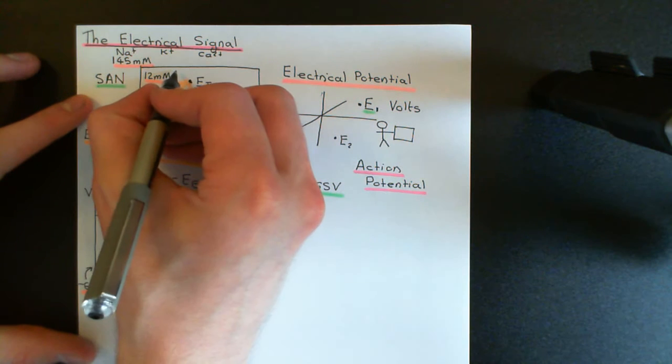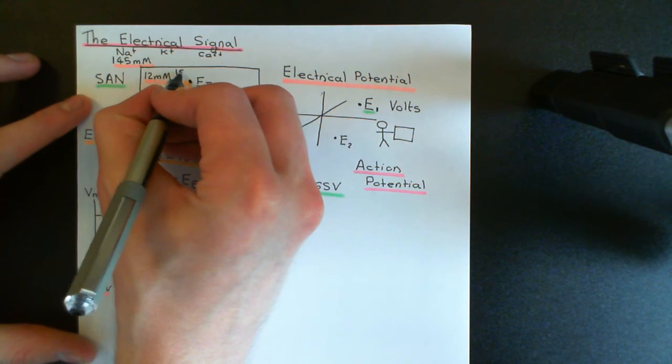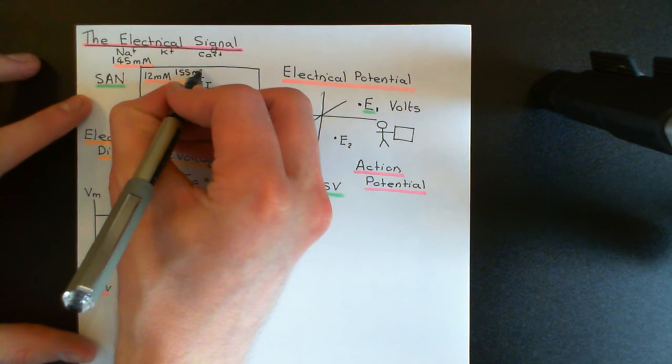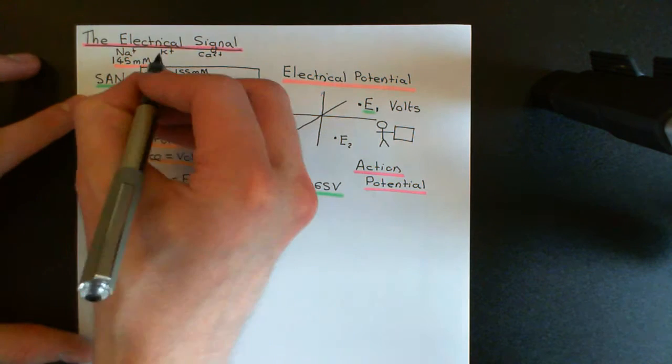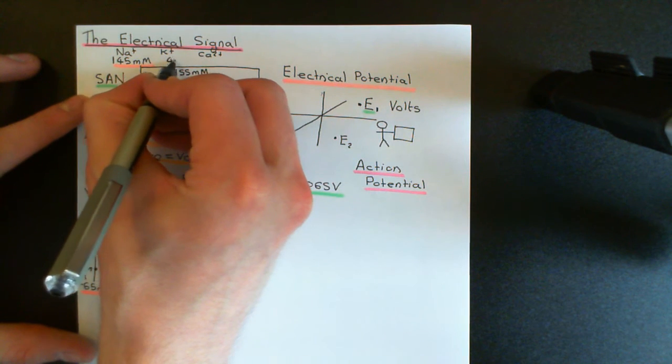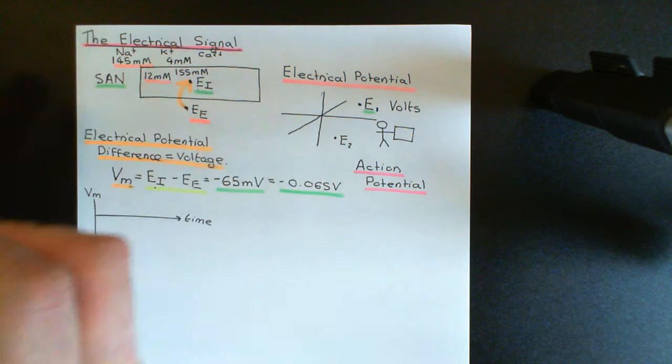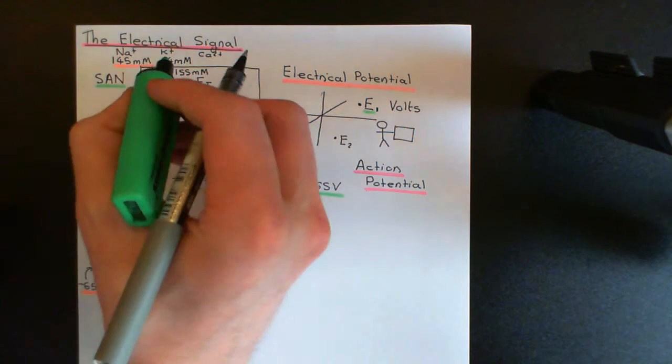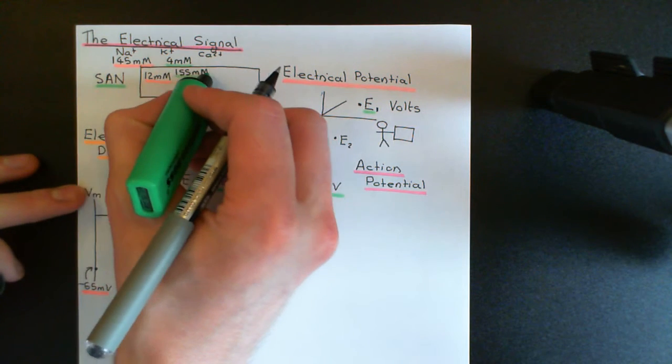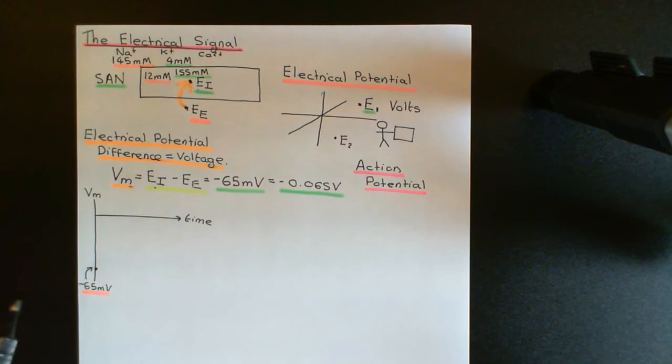Okay, for potassium, it's the opposite way around. Potassium is at a much higher concentration inside the cell. It's got an intracellular concentration of around 155 millimolar and an extracellular concentration of around 4 millimolar. So that's about a 40-fold gradient favouring the movement of potassium out of the cell.